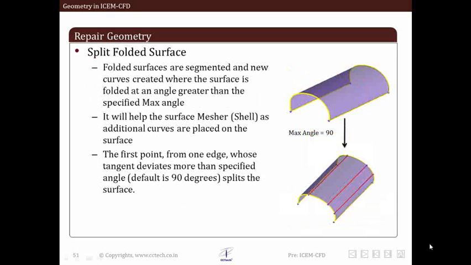The last operation is split folded surface. This option allows us to split surfaces which have curvature. The selected surfaces are split where surfaces are folded at an angle greater than the specified maximum angle. The maximum angle option measures from each end of the surface.